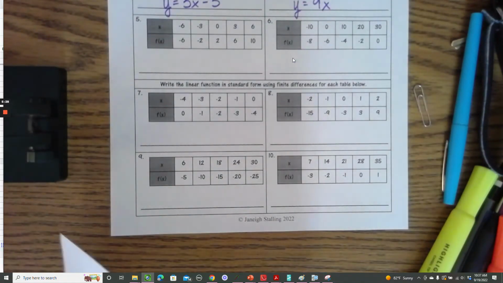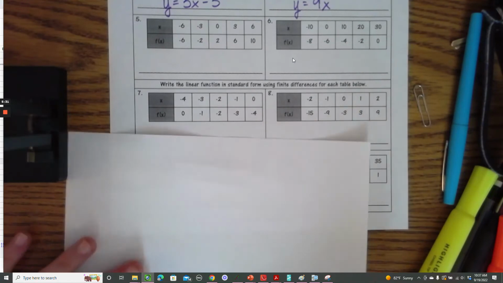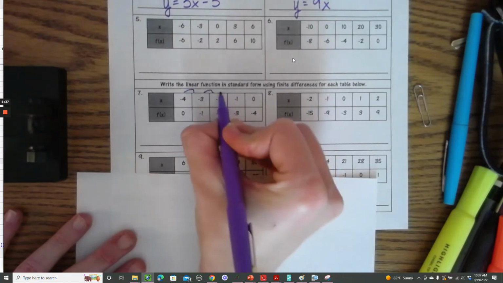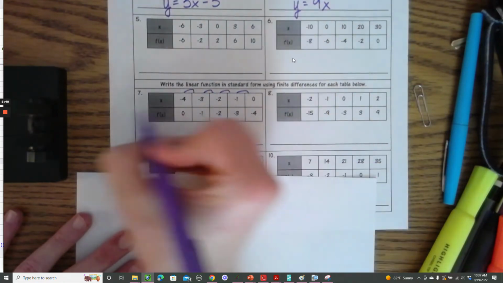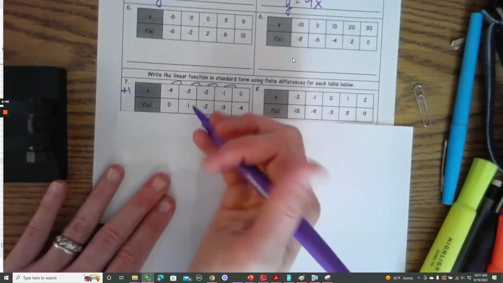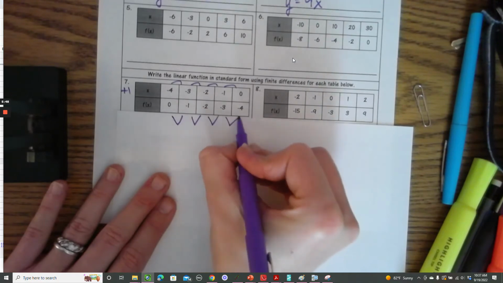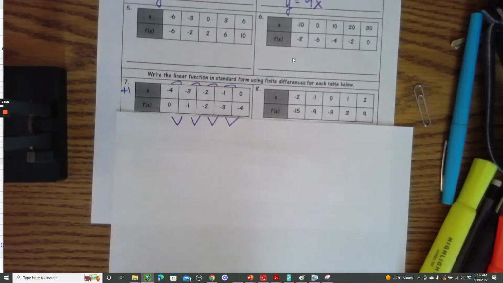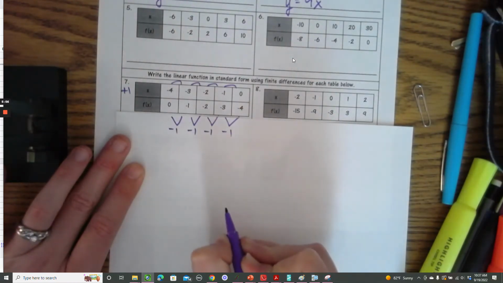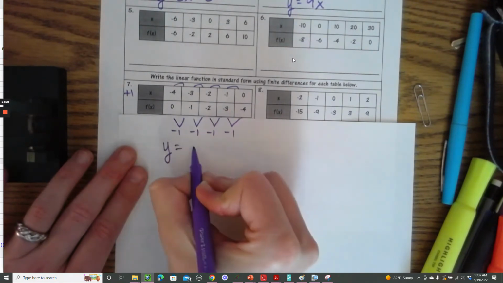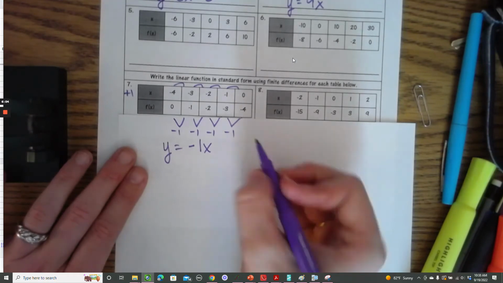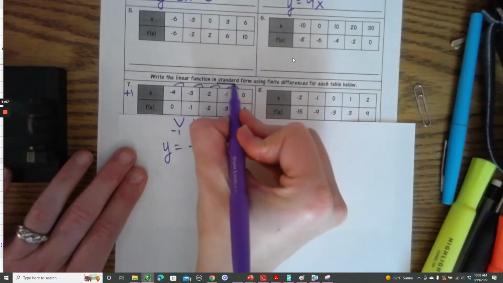So let's do 7. What's the change in x on 7? How does x increase every time? 1. Oh, 7. Okay. So then change in y. Can anybody tell by looking what's happening every time? Yeah, you're subtracting 1 every time. Okay, so we've got y equals negative 1x. What's the y-intercept? Negative 4. Minus 4.